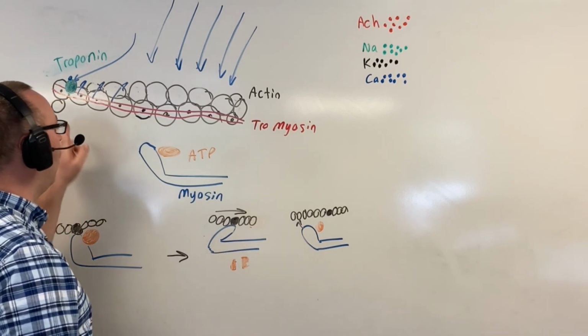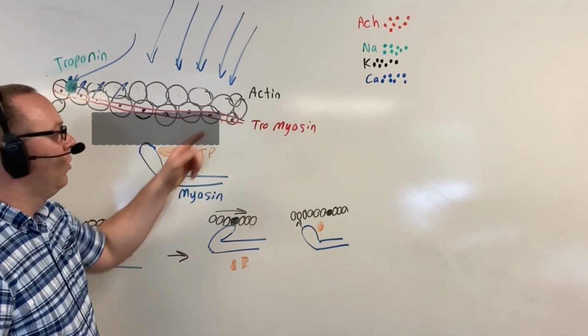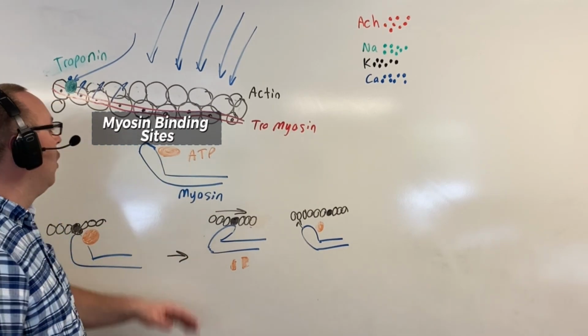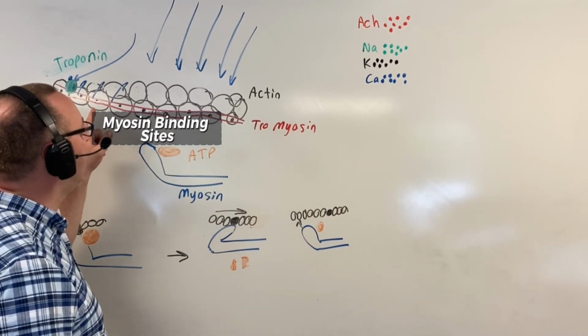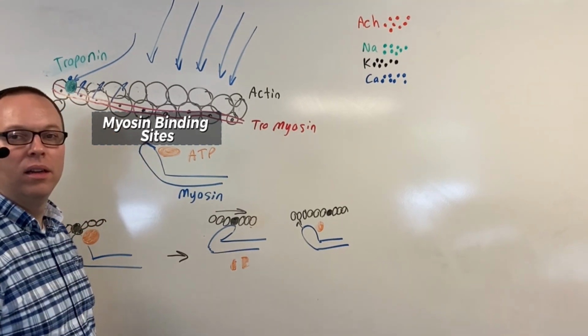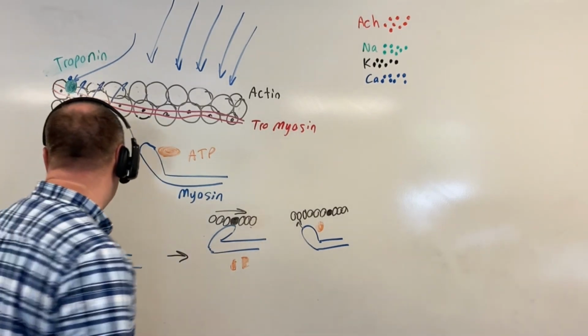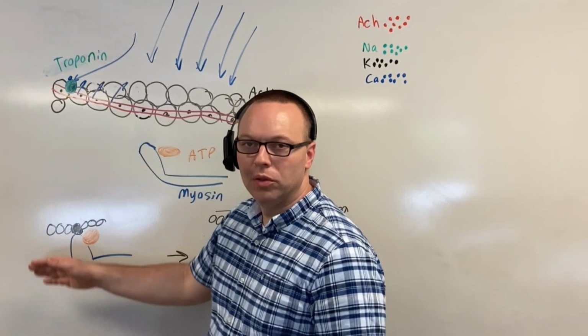So what you notice is all these little black dots that are being hidden by my tropomyosin, right? And so those are the myosin binding sites. So this is where myosin is going to want to bind, right? So what happens when myosin binds to actin? Well, here we go. I drew it down here.